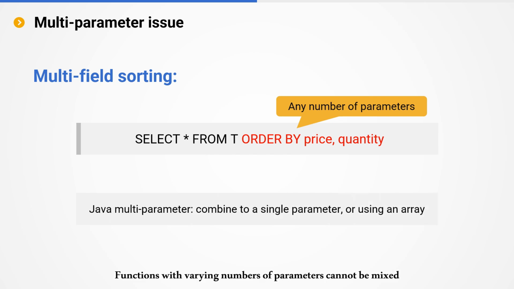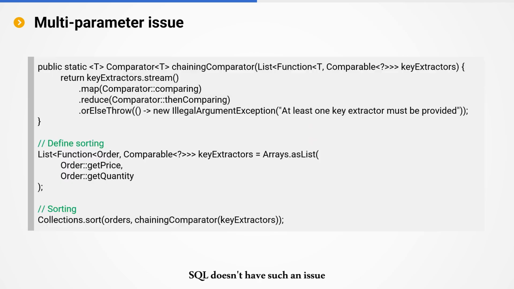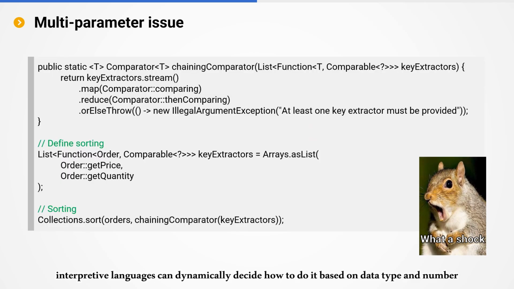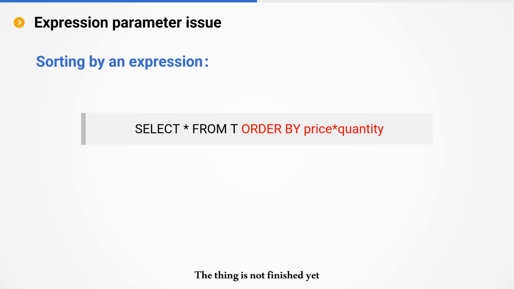Functions with varying numbers of parameters cannot be mixed, and the number of parameters is uncertain and cannot be exhaustive. Either use an array or combine multiple parameters into a single parameter, which is tedious anyway. SEQL doesn't have such an issue. Interpretive languages can dynamically decide how to do it based on data type and number. The thing is not finished yet.